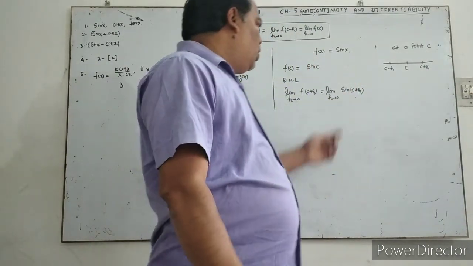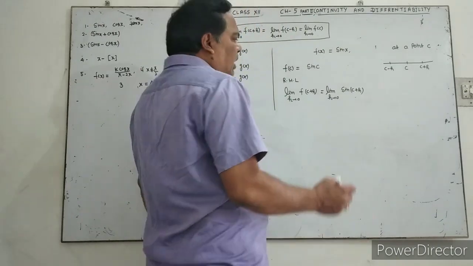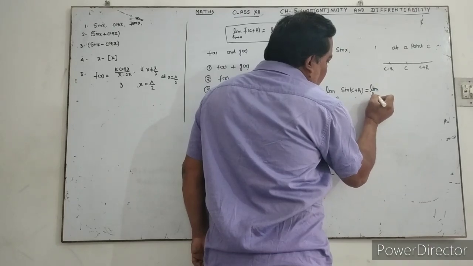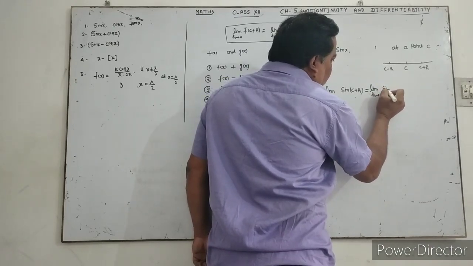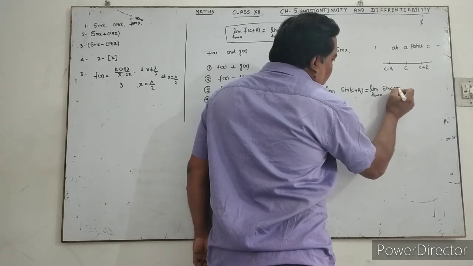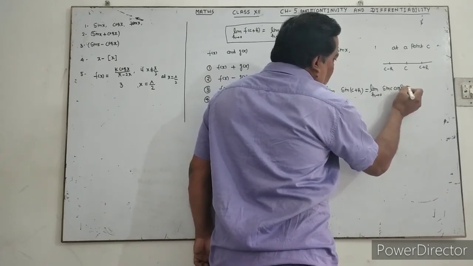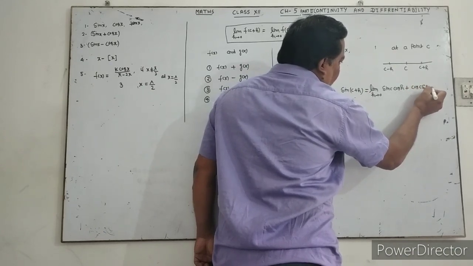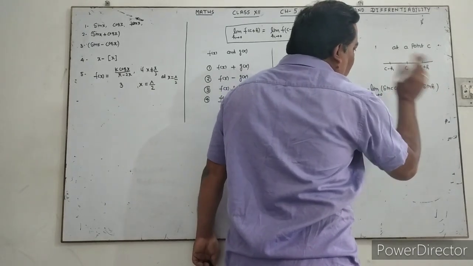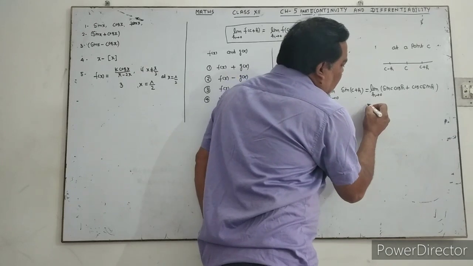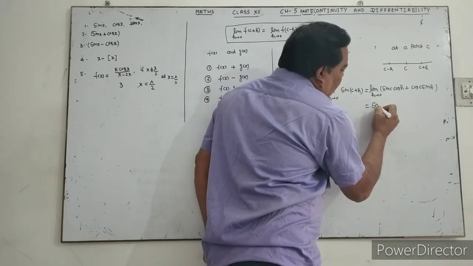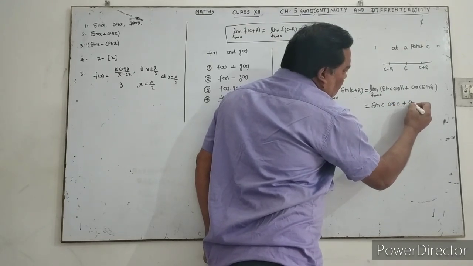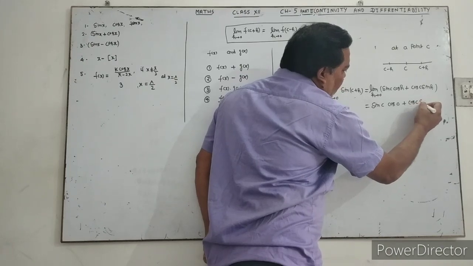Now to break sin(a + b), this is equal to the limit as h tends to 0 of sin c cos h + cos c sin h. Now as h tends to 0, then sin c cos 0 plus cos c sin 0.